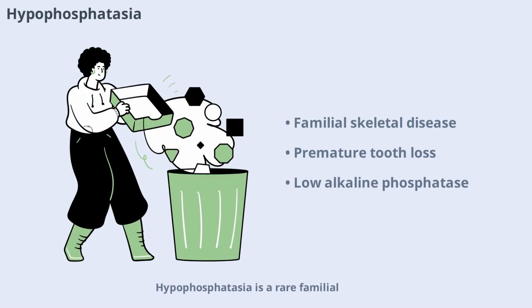Hypophosphatasia is a rare familial skeletal disease characterized by rickets, poor cranial formation, and premature loss of primary teeth, especially incisors. Patients have low serum alkaline phosphatase levels, and teeth are lost without significant gingival inflammation. There are juvenile and adult forms, with the adult form mainly affecting the incisor region. Reduced cementum formation is a hallmark of this condition.